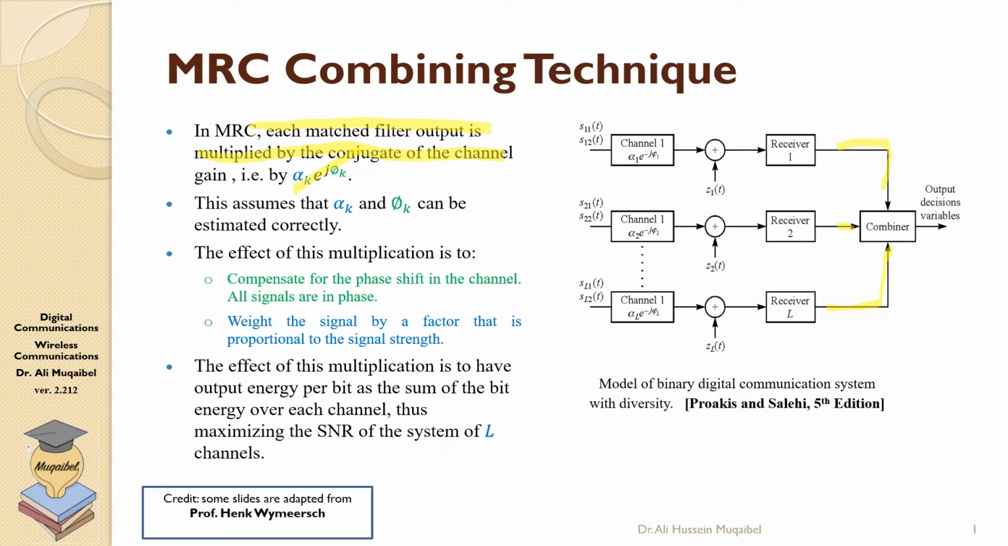The effect of this multiplication is to have an output energy per bit, which is the sum of the energy per bit over each channel. So if we have a certain energy here, and a certain energy here, and a certain energy there, by this co-phasing adjustment, the total energy per bit will be the sum of all. And that would maximize the signal to noise ratio for the system of L different branches.